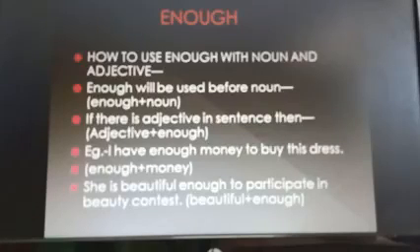For example, I have enough money to buy this dress. Look, here we have added enough before the noun. What is the noun here? Money. And if there is an adjective in the sentence, then you will add enough after that. For example, she is beautiful enough to participate in a beauty contest. Beautiful is an adjective, and we are adding enough after the adjective. So this is the difference between when an adjective is given and when a noun is given. Clear?